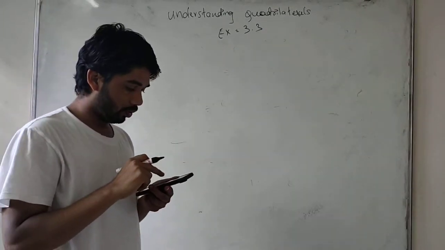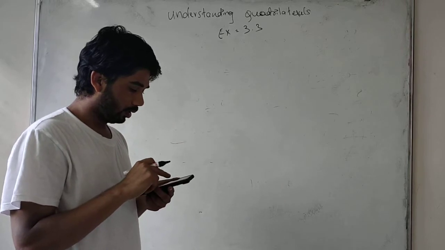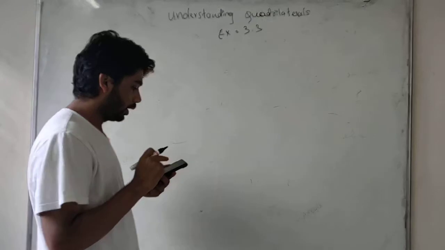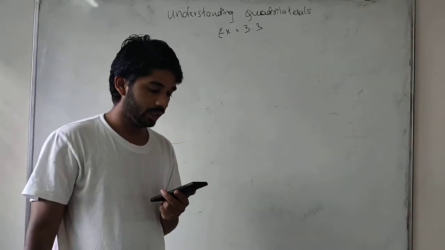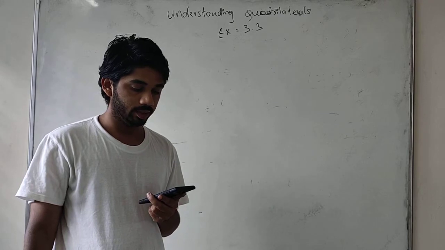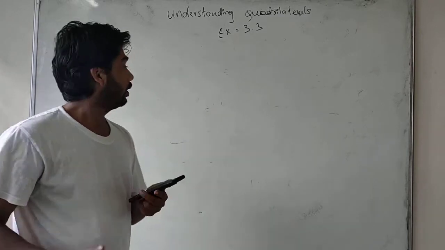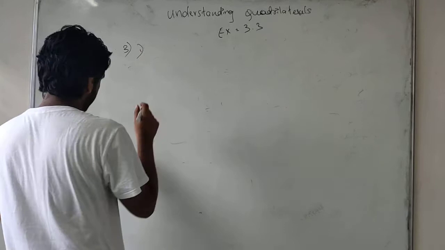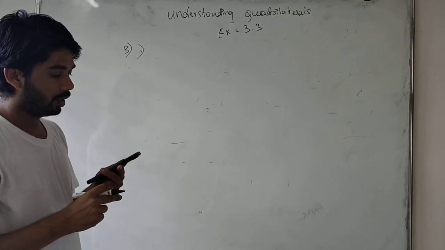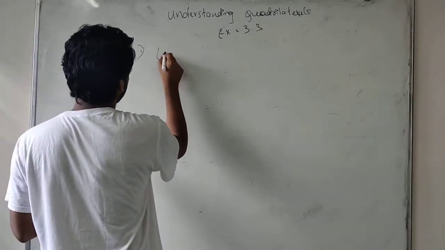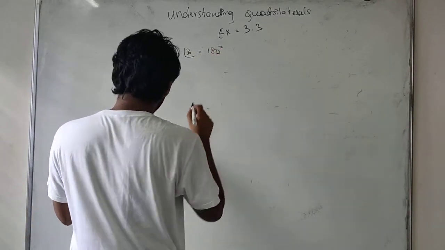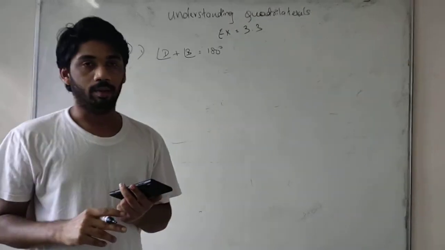The third main question is, first one: Can the quadrilateral ABCD be a parallelogram if angle D and angle B are 180 degrees? Third main has three questions. In that, the first one is angle D plus angle B is equal to 180 degrees in a quadrilateral parallelogram.